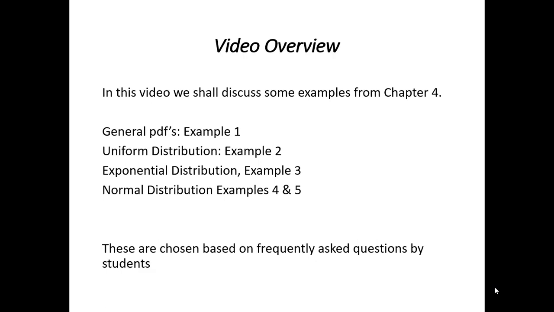So in particular, we're going to look at an example involving what I call a general PDF. We're going to look at the uniform distribution, the exponential distribution, and a couple of examples on the normal distribution. These examples are based on frequently asked questions and some issues that come up during tests as well.